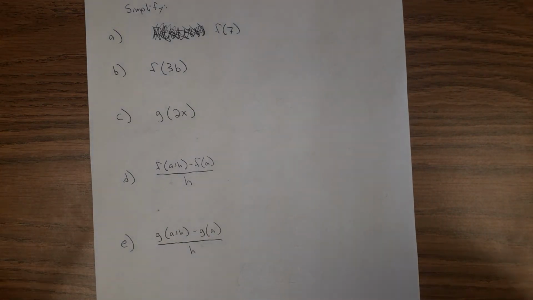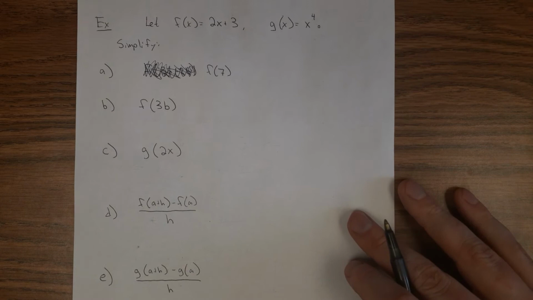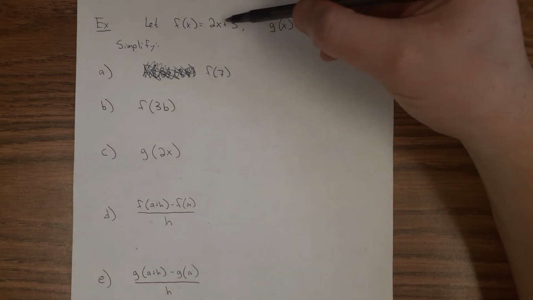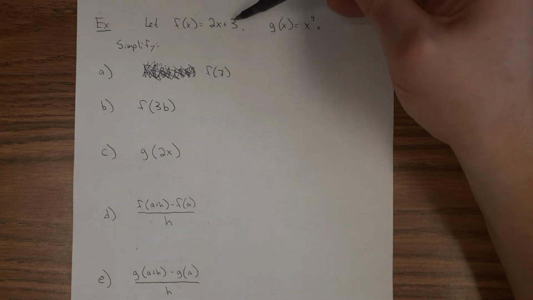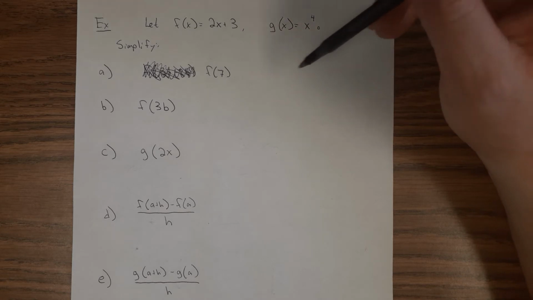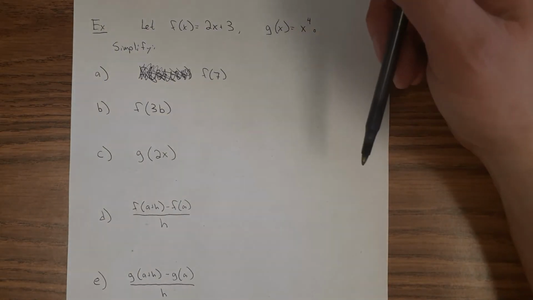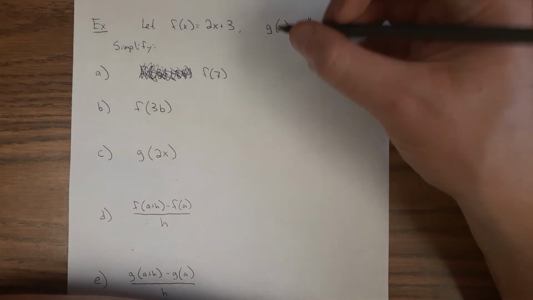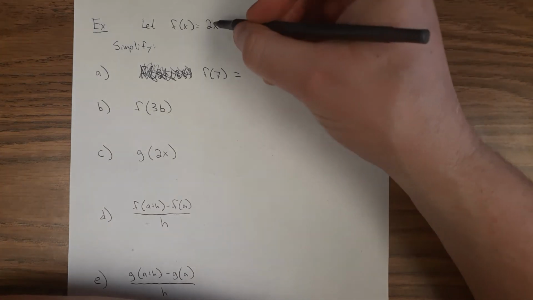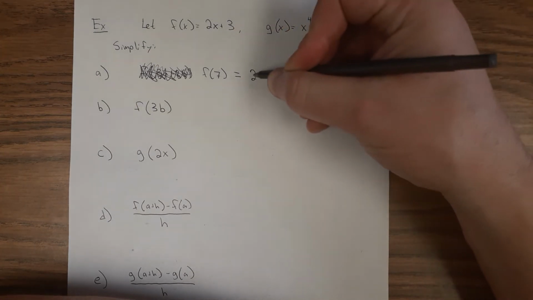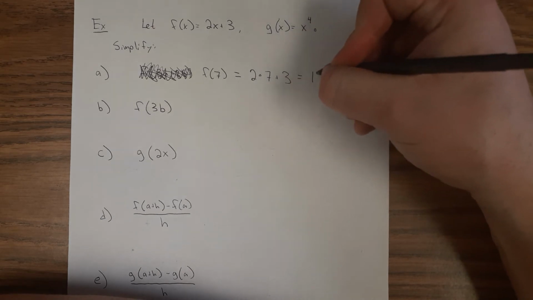So then for the last example of this lecture, let's just plug some things into some functions. I have two functions that are given by formulas. f of x is 2x plus 3, g of x is x to the 4th. And we're just going to simplify some various things, and we're going to start with easy stuff. f of 7. That would be 2 times 7 plus 3. 14 plus 3 is 17.